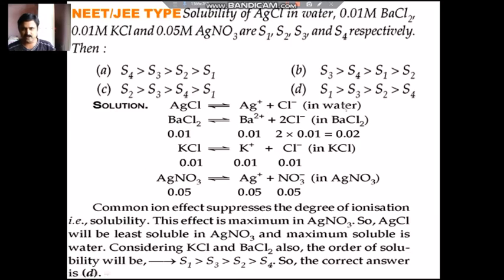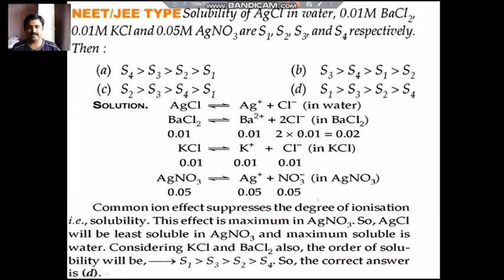Silver chloride in water gives these ions. Barium chloride gives barium ion and 2 chloride ions. The concentration already given for barium chloride is 0.1, so it will be the same for barium ion, but 2 times that, 2 into 0.1, will be 0.2 for the chloride ions. KCl is given as 0.1 and silver nitrate is given as 0.05.